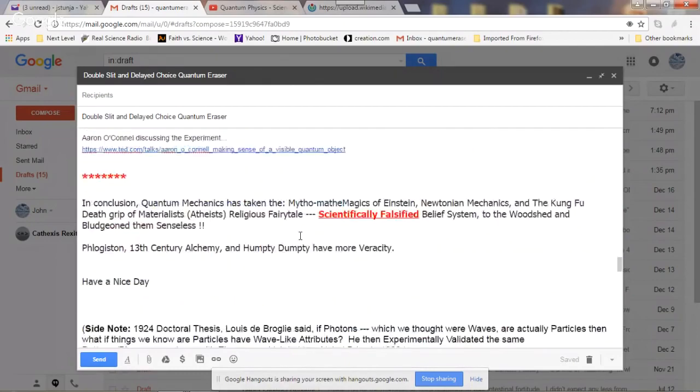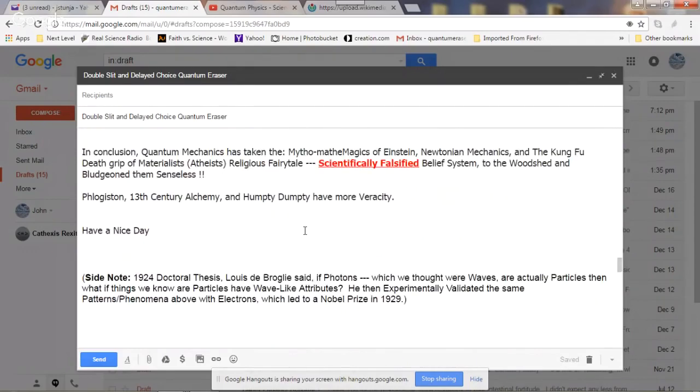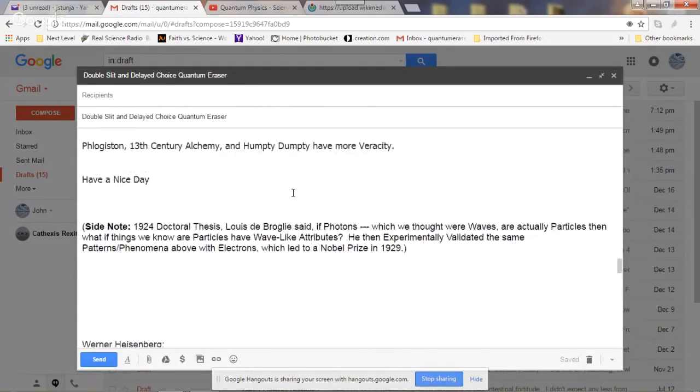In conclusion, quantum mechanics has taken the mytho-mathematics of Einstein, Newtonian mechanics, and the kung fu death group of materialists, atheists, the religious fairy tale, that scientifically falsified belief system, to the woodshed and bludgeoned them senseless. Phlogiston, 13th century alchemy, and Humpty Dumpty have more veracity. Have a nice day. Oh, side note, I forgot about this one.